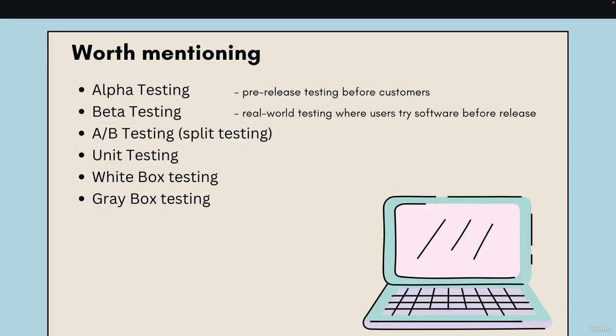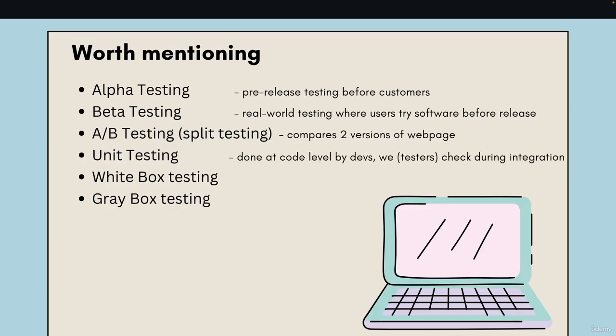A/B testing, aka split testing, is when they find a selected group of users to try the software before full release, but to try two versions of it. And then they determine which one performs better based on the real user interaction. So two versions, A or B. That's split testing. Unit testing, so this is done at code level by the developers. We testers, we get to check this during integration testing.